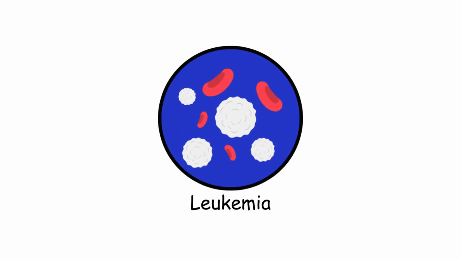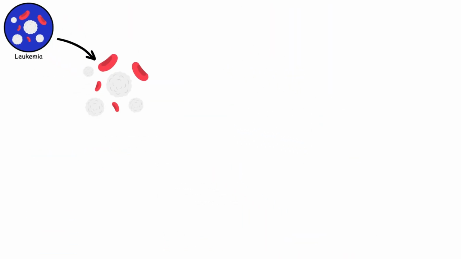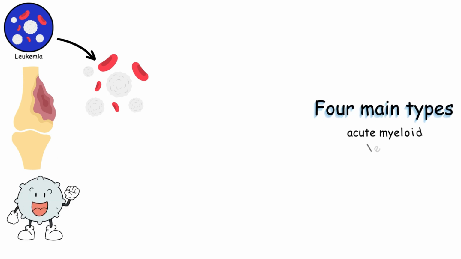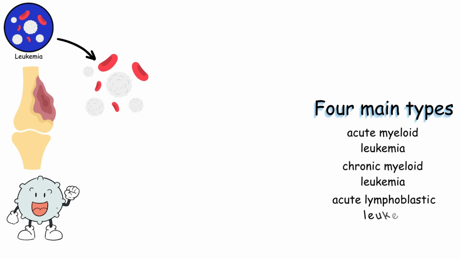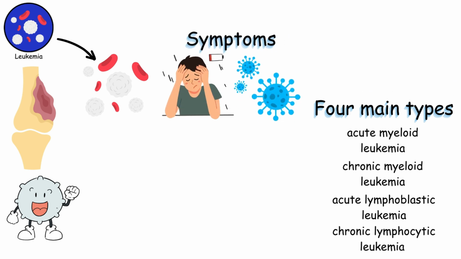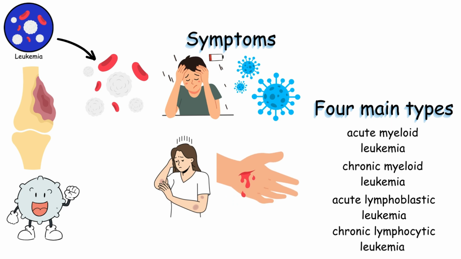Leukemia. Leukemia is cancer of the blood and bone marrow, affecting white blood cells. It is classified into four main types: acute myeloid leukemia, chronic myeloid leukemia, acute lymphoblastic leukemia, and chronic lymphocytic leukemia. Symptoms include fatigue, frequent infections, and easy bruising or bleeding.